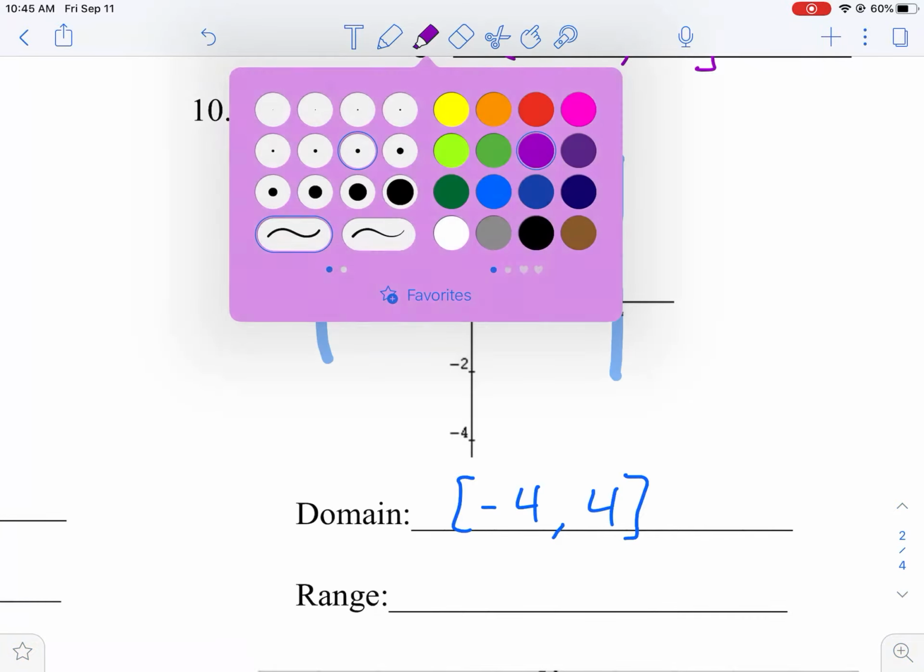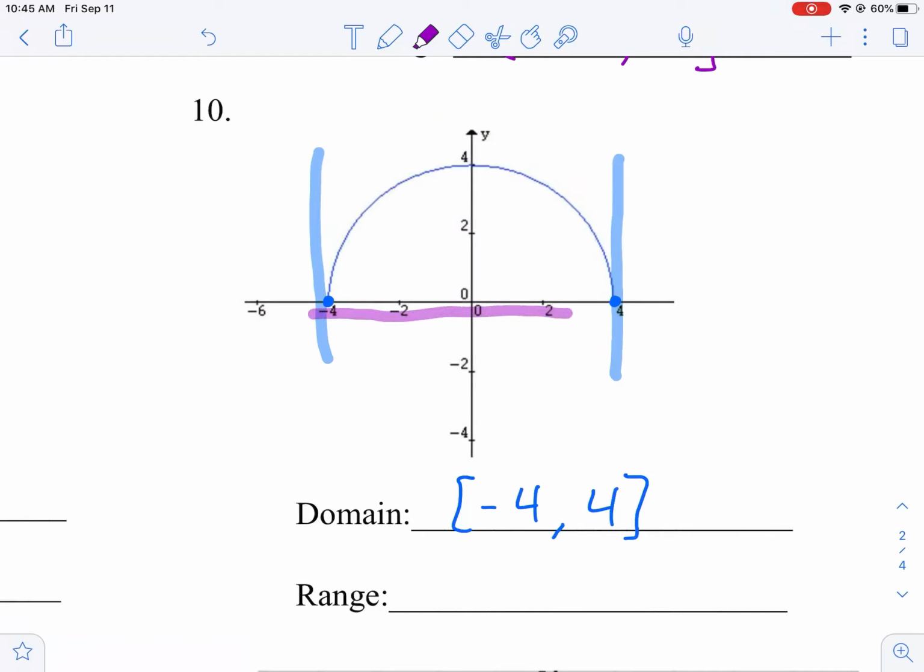Now my range, the bottom being here, and my top being up here, it ends at the x-axis, so it's not going down. So the bottom part of my graph is 0, and the top part is up there at 4. And both of those are also brackets because there are no open circles within this graph.